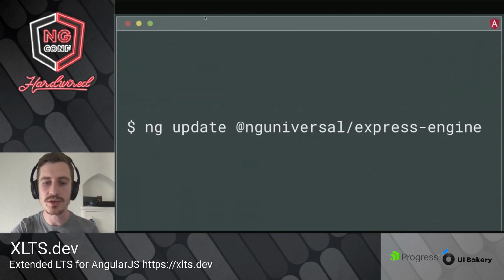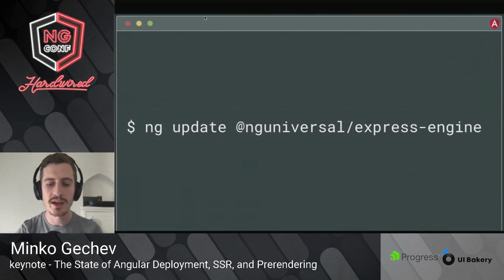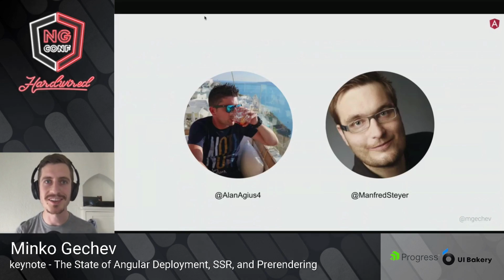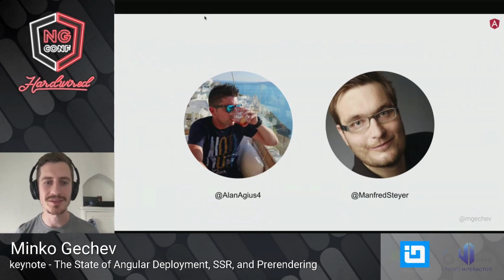In order to take advantage of this feature, all you need to do is run ng update @nguniversal/express-engine. And this is another example of this fantastic collaboration between the open source community, the Angular team, and different people with different backgrounds. Here, Alan from the Angular CLI team worked in collaboration with Manfred, who is one of our fantastic committed collaborators, to build this experience and make it available for everyone.